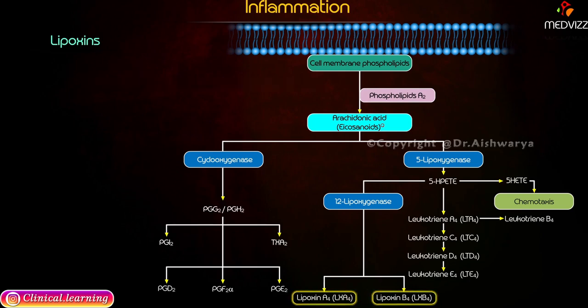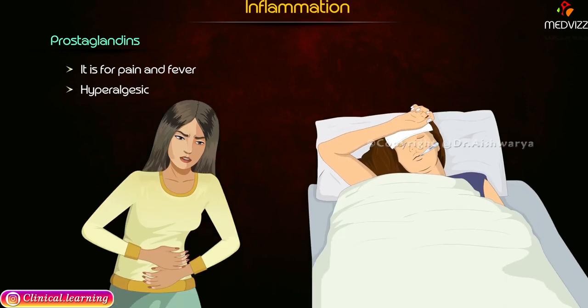recruitment. And generally the prostaglandin is responsible for pain as well as fever and makes our skin hypersensitive to painful stimuli. That's the reason these prostaglandins are called hyperalgesic in nature.